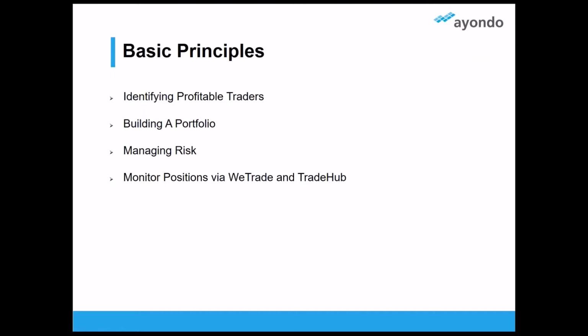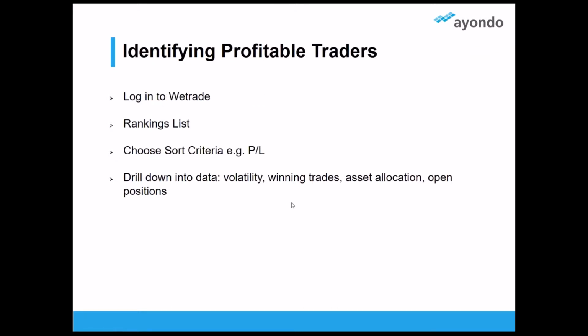So the basic principles, we're not going to go through loads of PowerPoint slides for this. We are going to jump on the platform in a second and do this for real. But the basic principles behind it, we're looking to identify profitable traders. And then when we've chosen some traders, you can choose up to 5 traders, build a portfolio of these traders, then manage that risk. You can set individual risk levels that you'll see as we're going through this evening, and monitor positions on 2 different platforms. WeTrade is the one I use all the time, but if you want to see stuff in detail, you can do it on TradeHub. I'm going to explore both of these tonight.